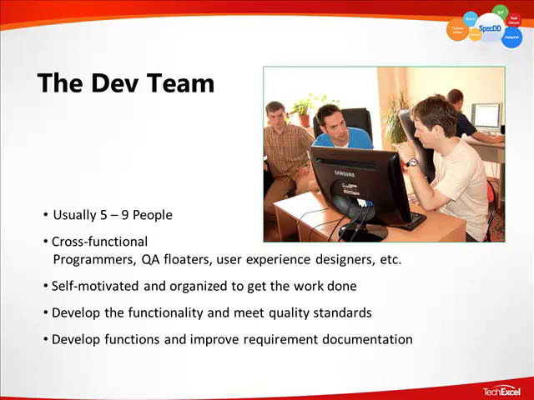Now the dev team is self-motivated, and the ideal is to be organized in order to get everything done. They develop the functionality, and not just develop the functionality, but they want to develop functionality that will meet the quality standards. One of the main deliverables, one of two, is simply the working software. At the end of the sprint, they deliver working software to the QA team.